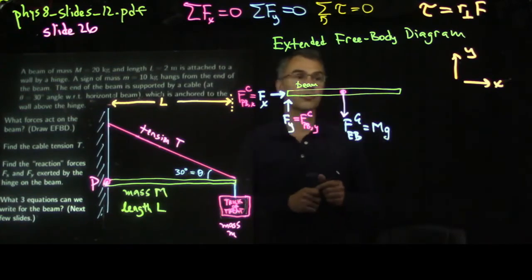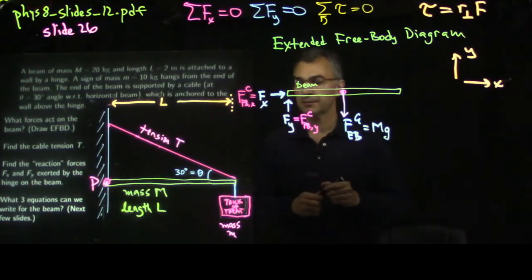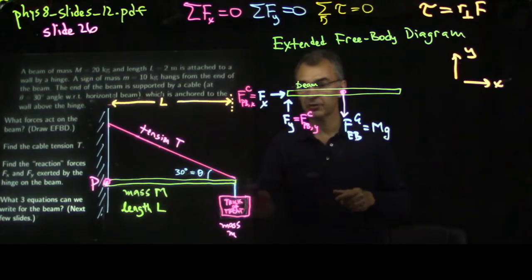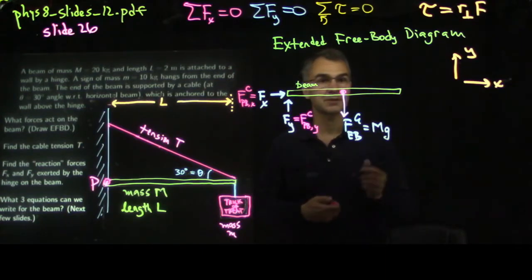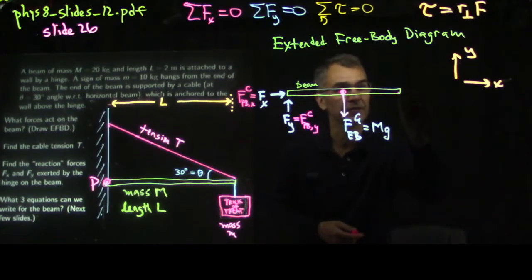We need 2 more forces. First is the contact force by the sign, really the cable that holds the sign on the beam. Let's just call that the contact force by the sign on the beam.